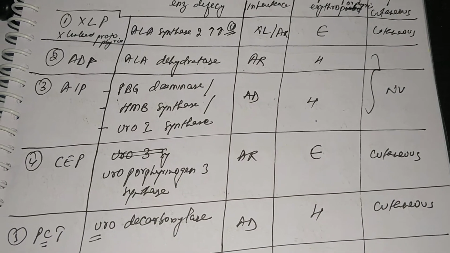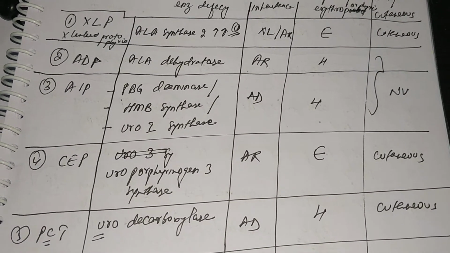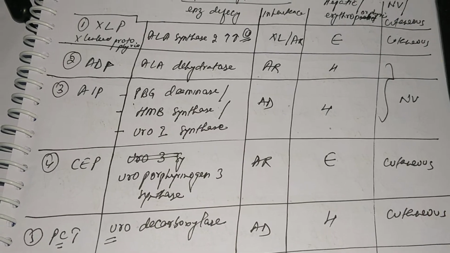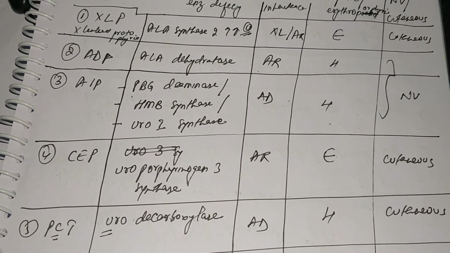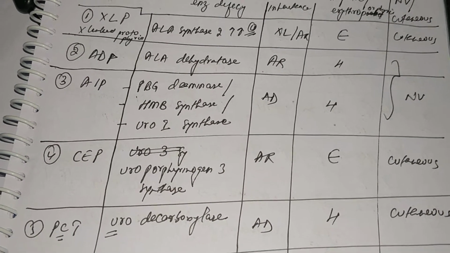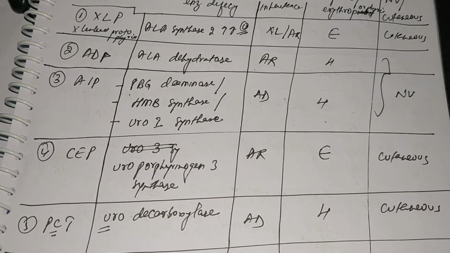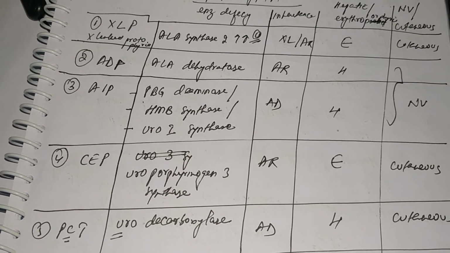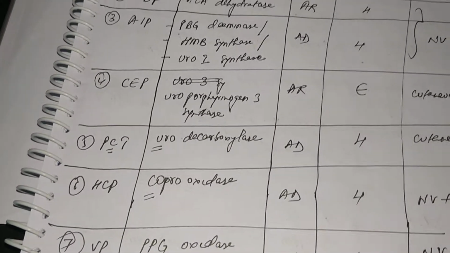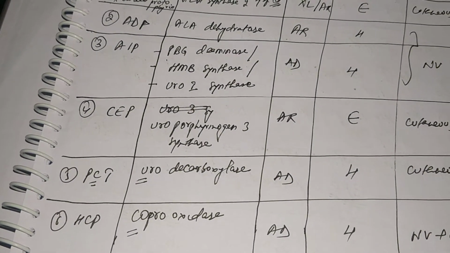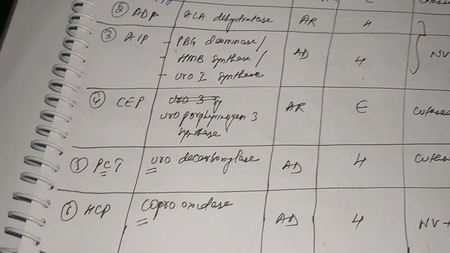The manifestation of X-linked protoporphyria will be cutaneous. ADP and AIP rhyme with each other, and the answer will be that both of them have neurovisceral manifestations. CEP, as I already told you, is cutaneous, and PCT is cutaneous.